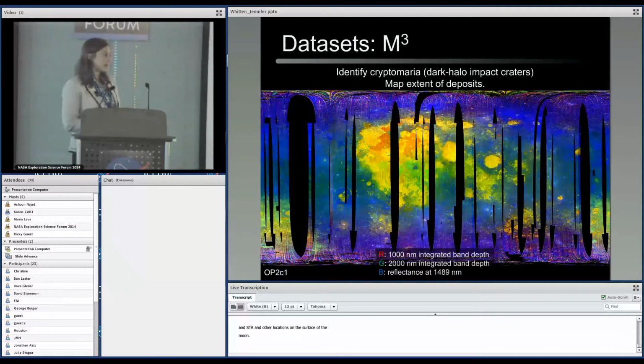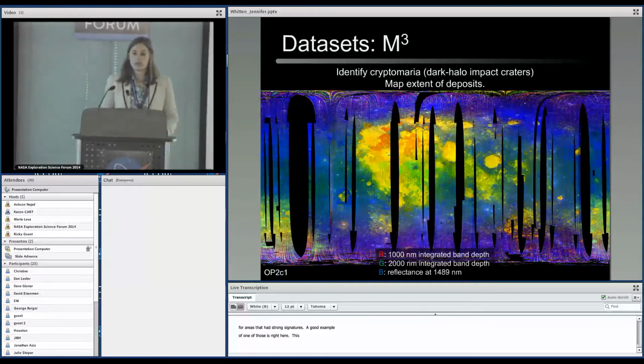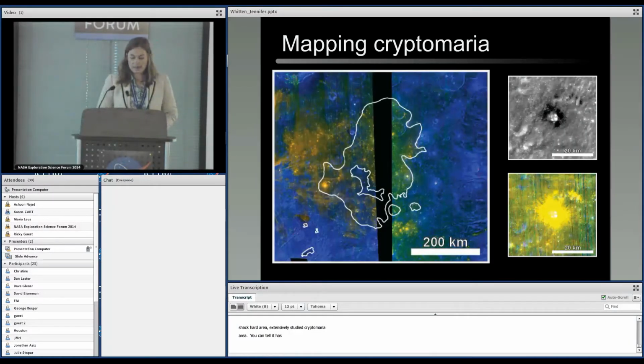And so in order to identify Cryptomare, I started by looking at these larger global mosaics and looking for areas that had strong mafic signatures. A really good example of one of those is right here. This is the Schiller-Schickard area. It's an extensively studied Cryptomaria, and you can tell that it's got strong mafic signatures. And so an example of how I went about doing this is one of the areas that I mapped.